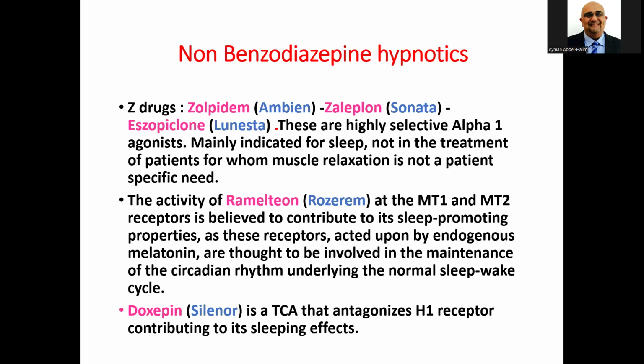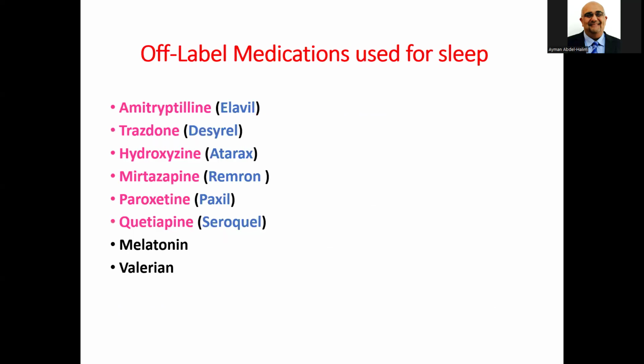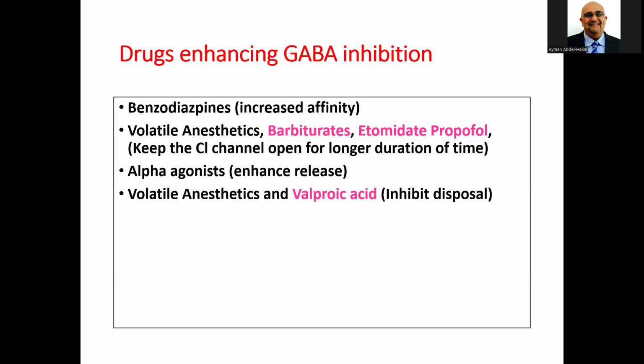Then we have doxepin. Remember we talked about it early on, or Silenor, and this is a relatively new agent that we use for sleep right now. Of course, it has all the side effects of TCAs. These are off-label medications used for sleep.